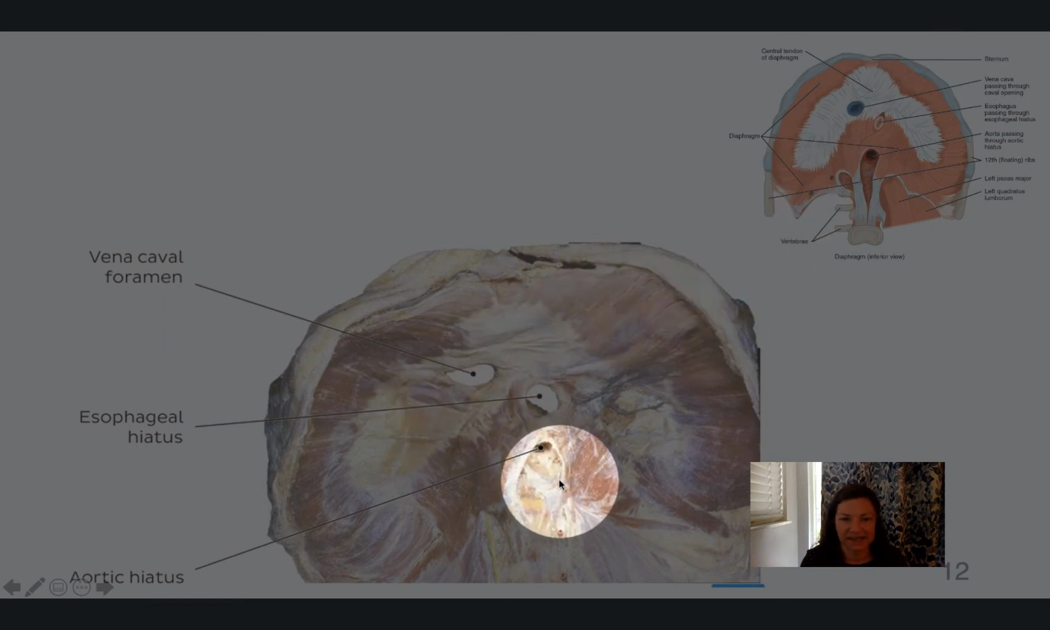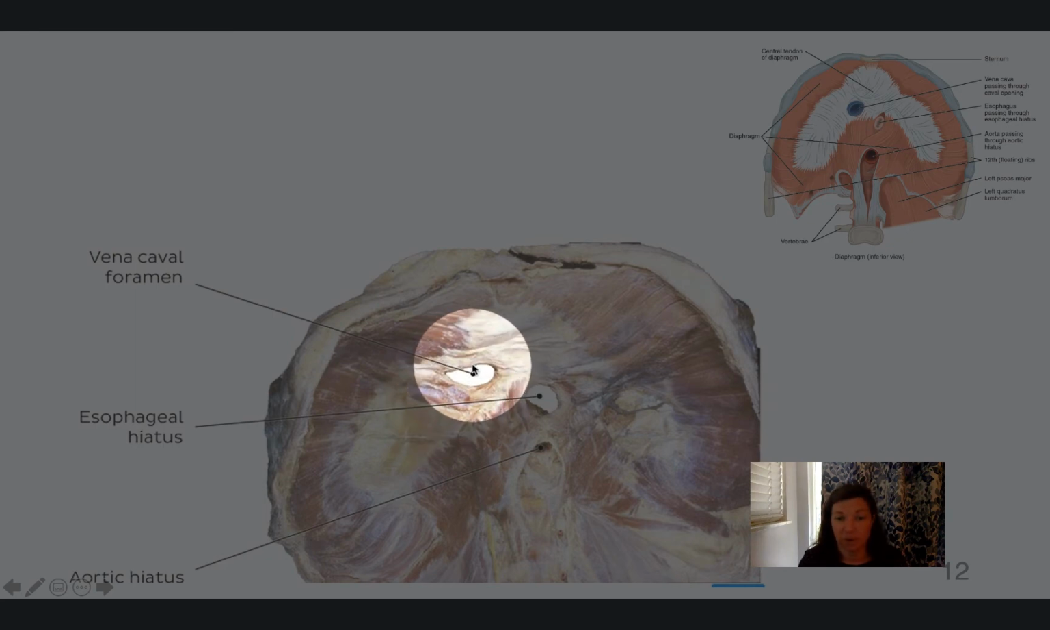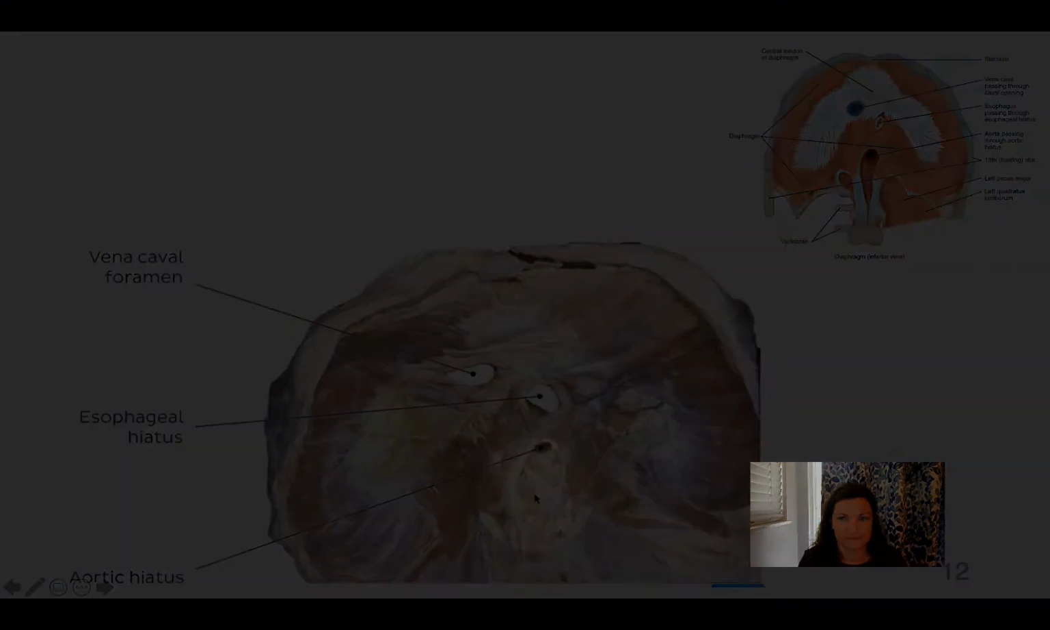This is it in a cadaver. So again, in an inferior view, and you can see the fibers originating from all the way around the bottom of the thoracic cage and sweeping toward this central tendon. And you can see this is the vena cava foramen, and sometimes they're called hiati or hiatus. Sometimes they're called foramina or foramen. I think we use hiatus primarily in the course. And you can see that the relative order anterior to posterior is vena cava, esophagus, and abdominal aorta.